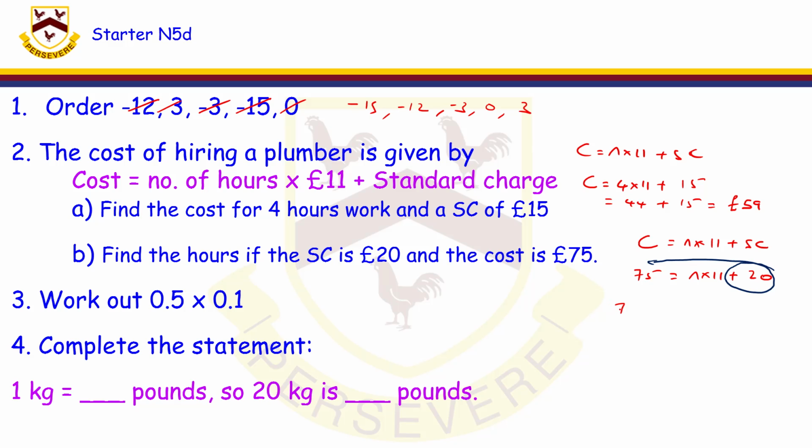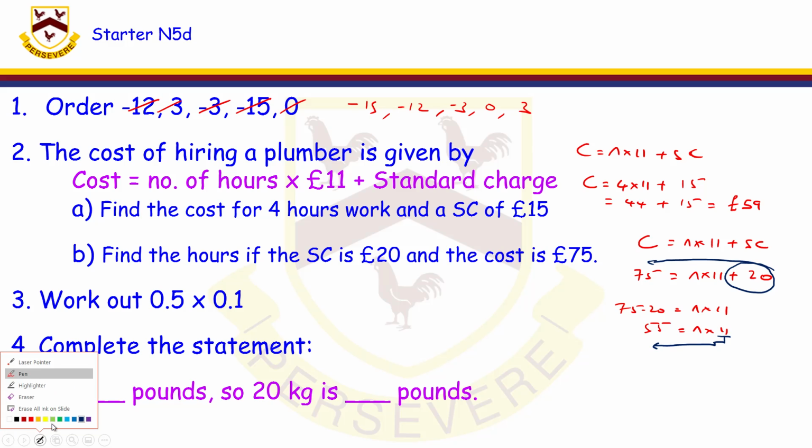So we get 75 minus 20 equals N times 11, and that is 55 equals N times 11. To get the N on its own, we divide by 11. So take the 11 down the escalator. It's times on this side, so it becomes divide, which is the opposite, on the other side. And so we have 55 divided by 11, and 55 divided by 11 is 5. So N equals 5 hours.